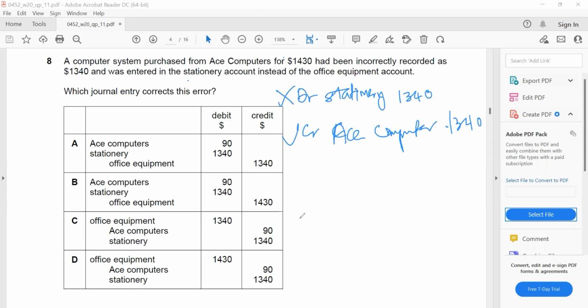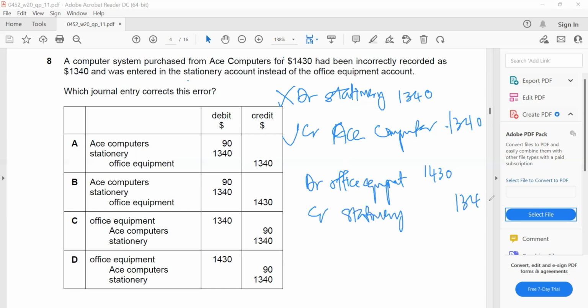Okay, and then now the next is that the stationery is wrong. So we have to reverse it. So we will debit the office equipment. This office equipment is 1,430. And now we have to reverse the stationery.